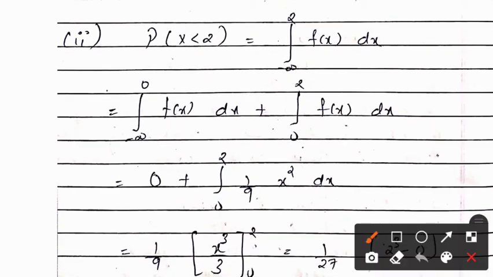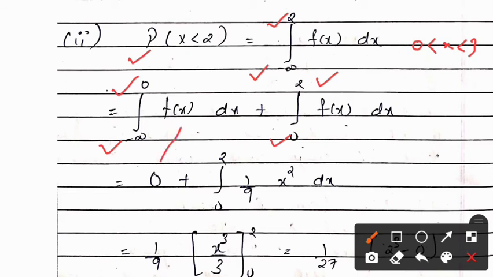Now your next is P less than 2. So P less than 2 means what? Less than means how much less than? So it goes to minus infinity. So your limit will be minus infinity to 2. But you are given the value between what? 0 and 3. So we will split this limit: minus infinity to 0 and 0 to 2.